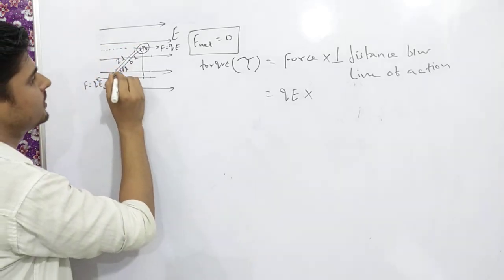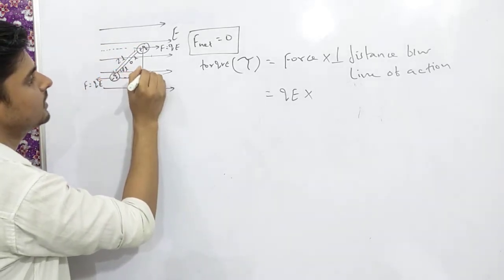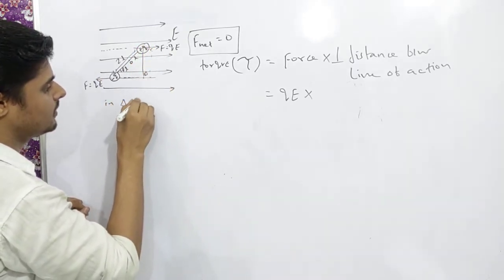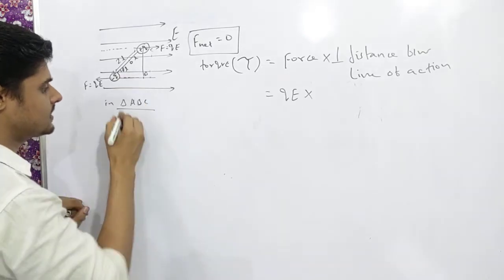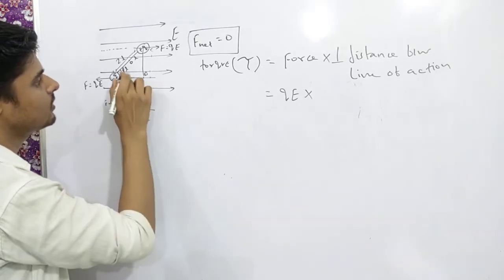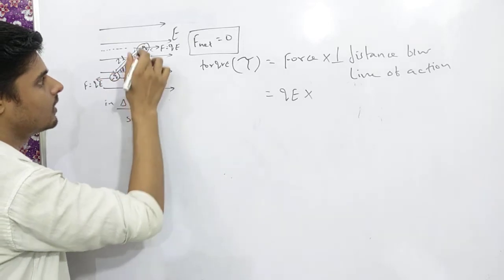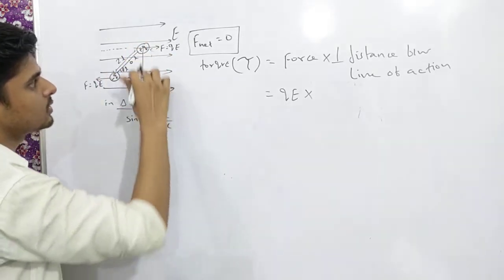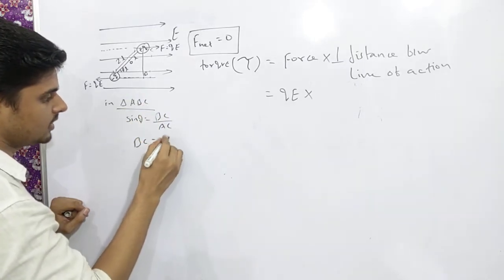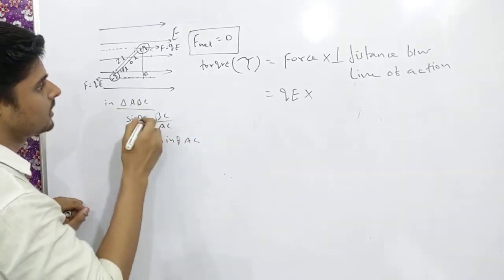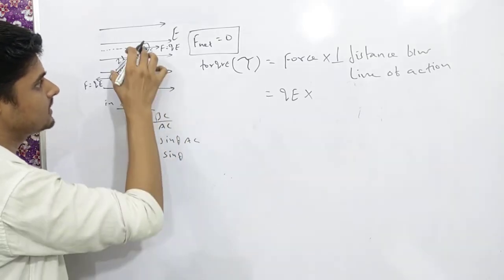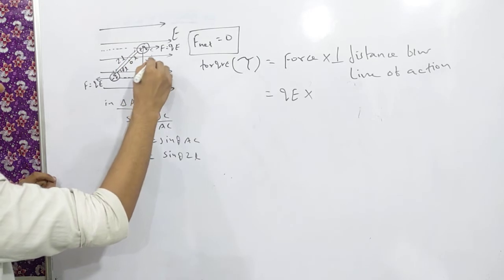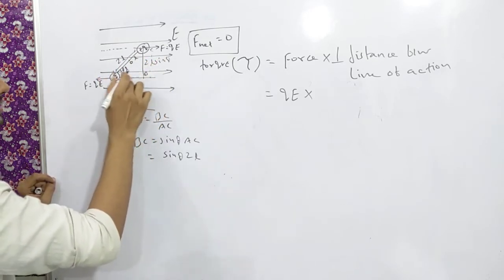Suppose this is A, this is B, this is C. In triangle ABC, sin theta is equal to BC by AC. So BC will be equal to sin theta multiplied by AC, and AC is equal to 2L. So this is 2L sin theta.